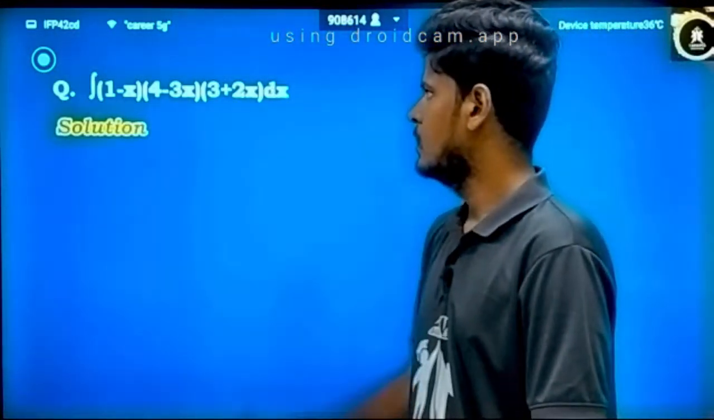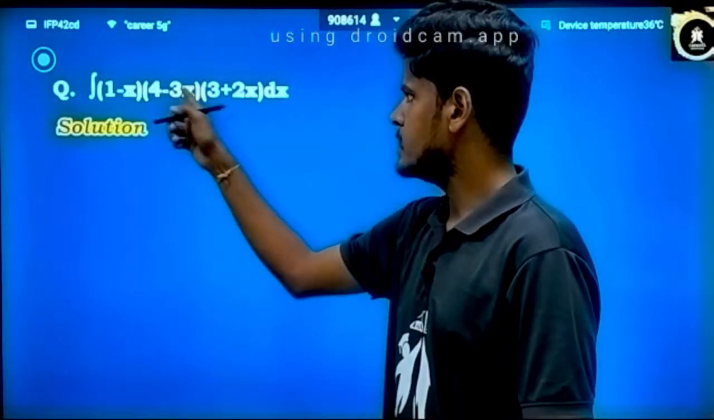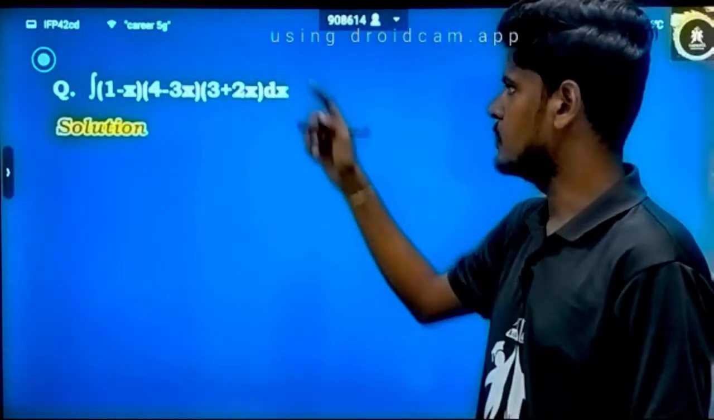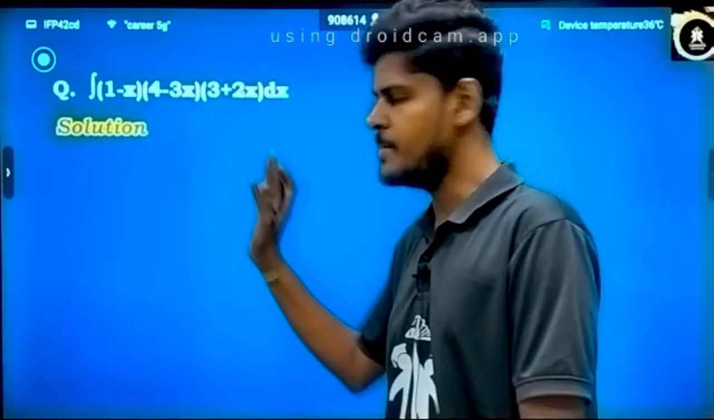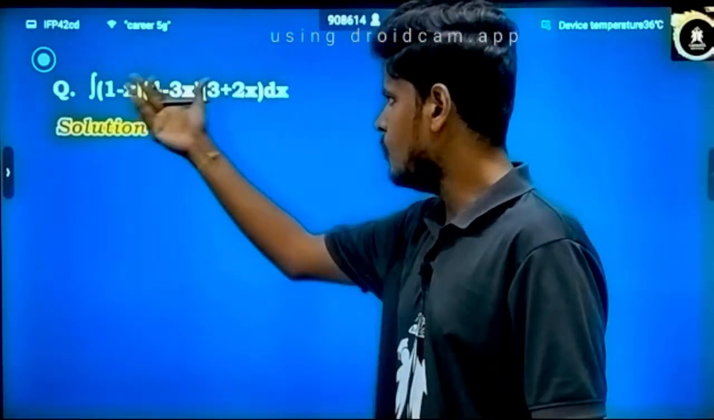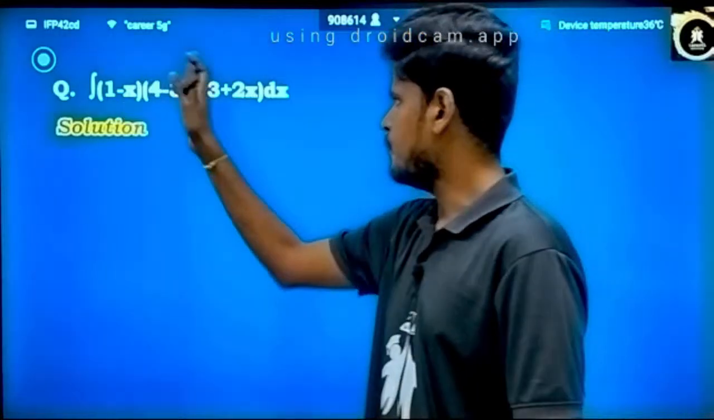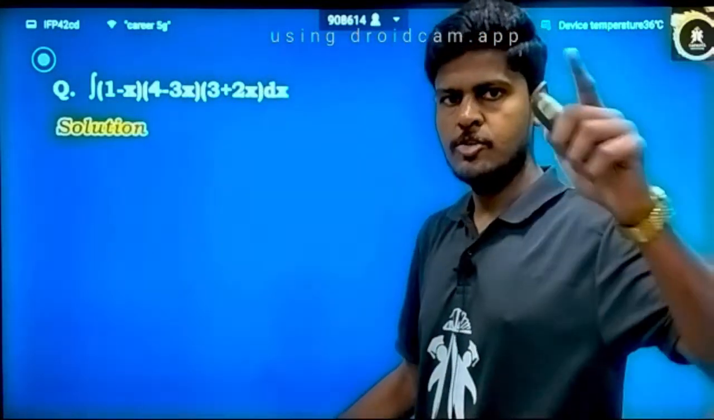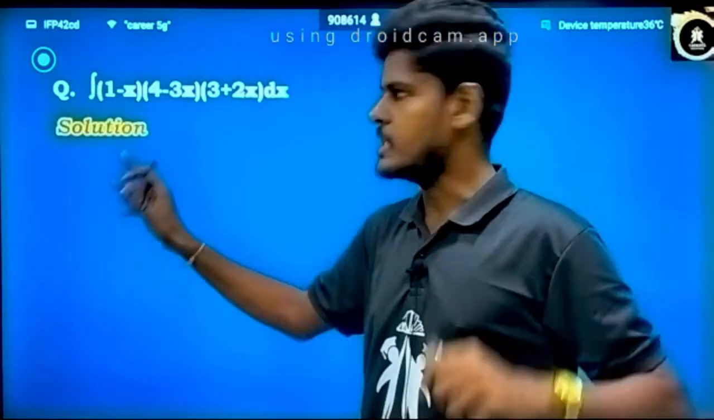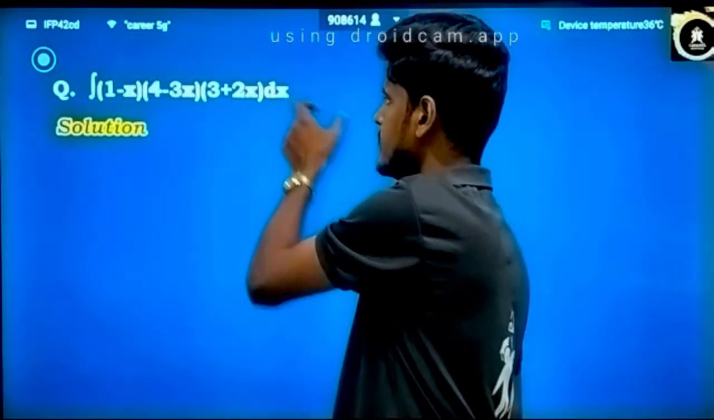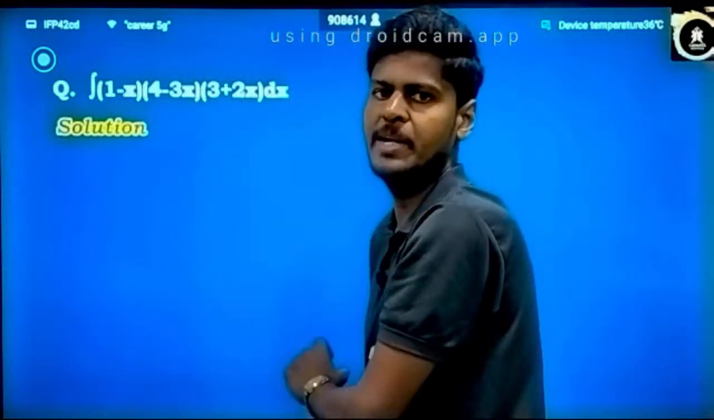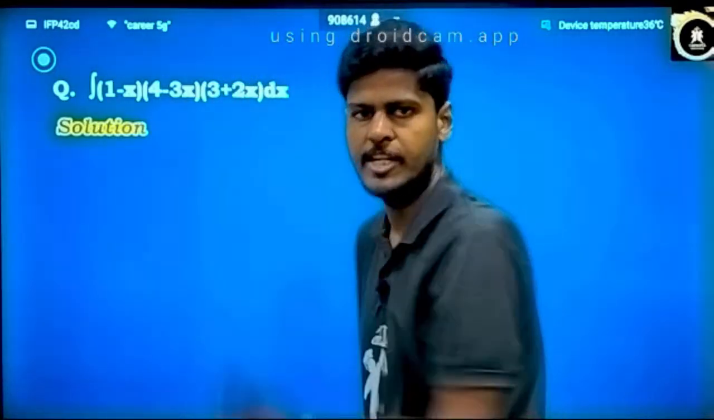Okay, next question. Integral of (1 minus x)(4 minus 3x)(3 plus 2x) dx. Now we will directly see the solution. It is the same as the previous question, but now what do we need to do? Here we have a product of different functions. So for this, don't make the mistake of finding the integrals separately: integral of (1 minus x) dx into integral of (4 minus 3x) dx into integral of (3 plus 2x).